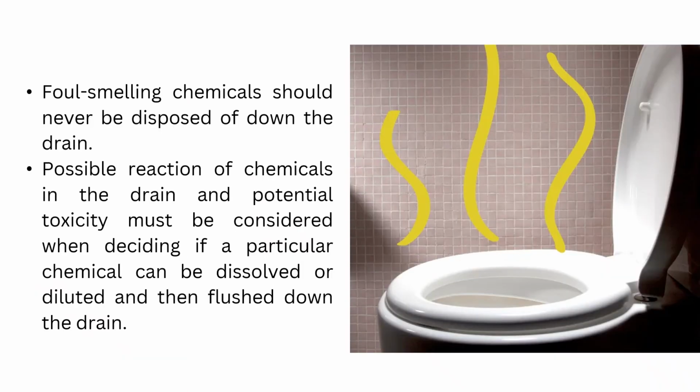In some cases, class, it is permissible to flush water-soluble substances down the drain with copious amounts of water. However, strong acids or bases should be neutralized before disposal. The laboratory must adhere to institutional, local, and state regulations regarding the disposal of strong acids and bases. Foul-smelling chemicals should never be disposed of down the drain. Possible reaction of chemicals in the drain and potential toxicity must be considered when deciding if a particular chemical can be dissolved or diluted and then flushed down the drain.